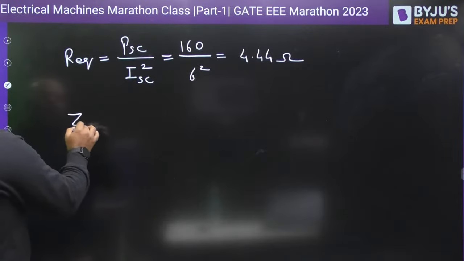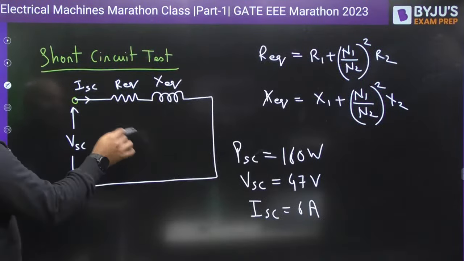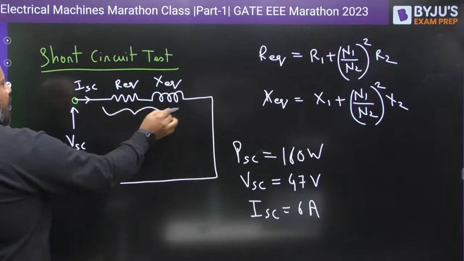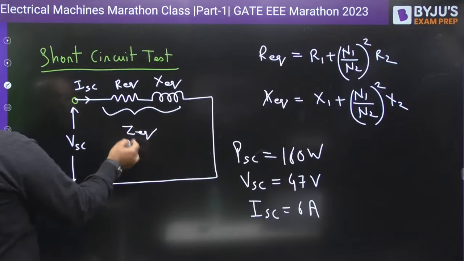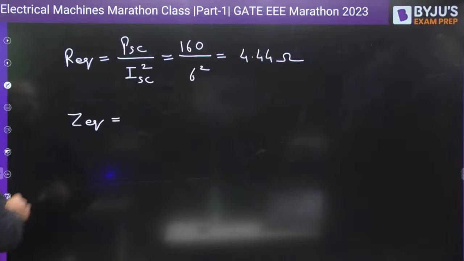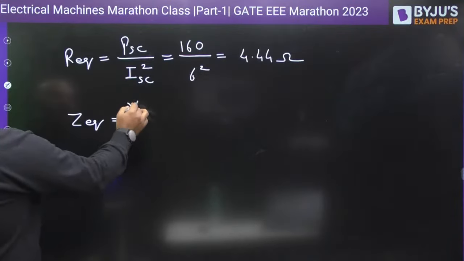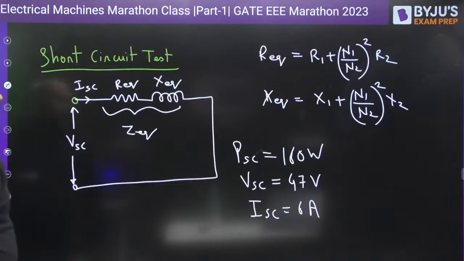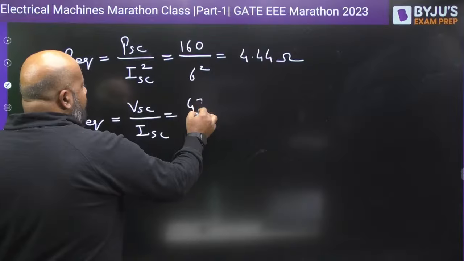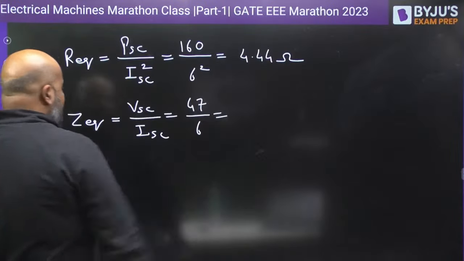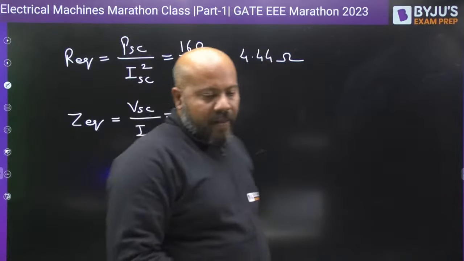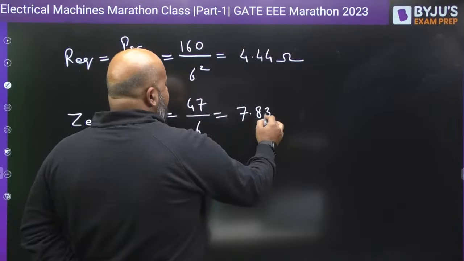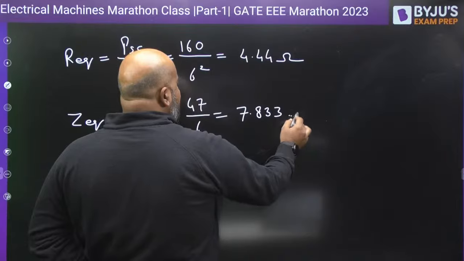Now, how can you write Z equivalent? Because if you remember the circuit, then the problem becomes very easy for you. This is total Z equivalent now. So what is Z equivalent? Z equivalent is going to be VSC upon ISC. This is 47 divided by 6. As per my reference, you must be getting 7.833 ohms.